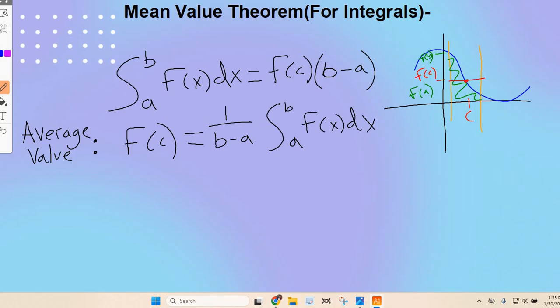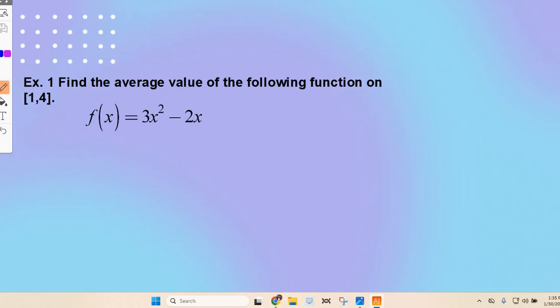Questions so far on that? Does that kind of make sense? Hopefully a little. Okay, so let's look at an example. This says find the average value of the following function on 1 to 4. Now be careful, because when it says average value, a lot of us want to go like algebra 1 average value, right? I want to plug in 4 and I want to plug in 1, add them together and divide by 2. But remember, this is calculus average value, so we need an integral.